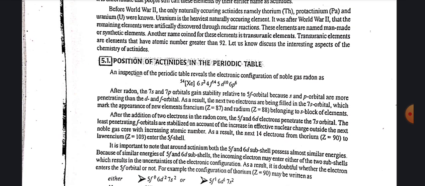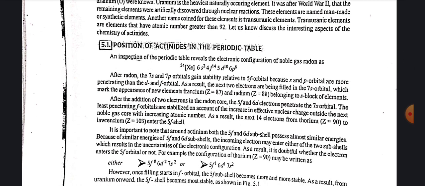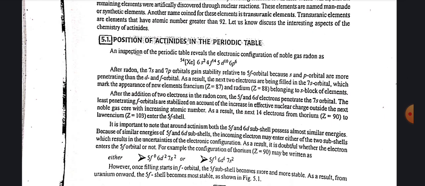Before World War II, the only naturally occurring actinides, namely thorium, protactinium, and uranium, were known. Uranium is the heaviest naturally occurring element. It was after World War II that the remaining elements were artificially discovered through nuclear reactions. These elements are named man-made or synthetic elements. Another name coined for these elements is transuranic elements. Transuranic elements are elements that have atomic number greater than 92.